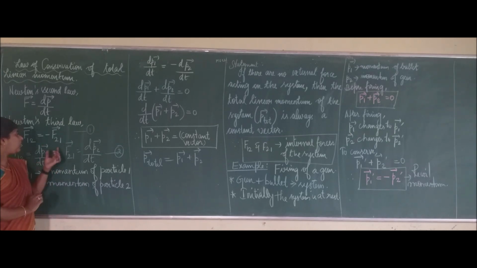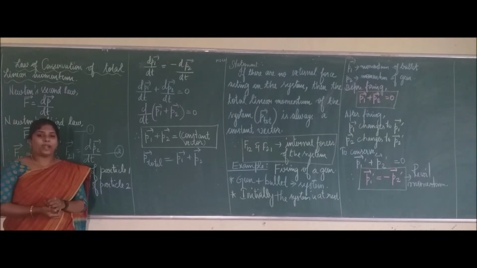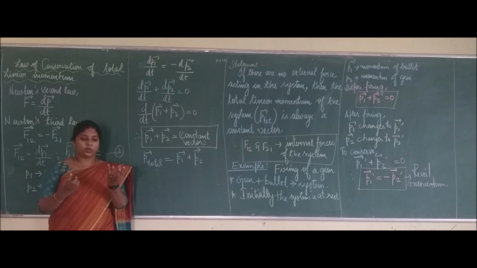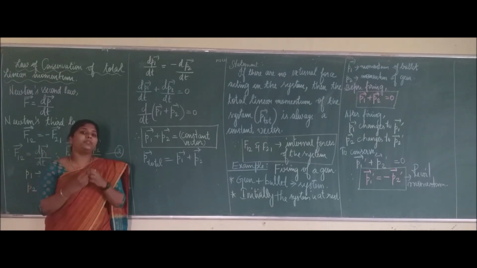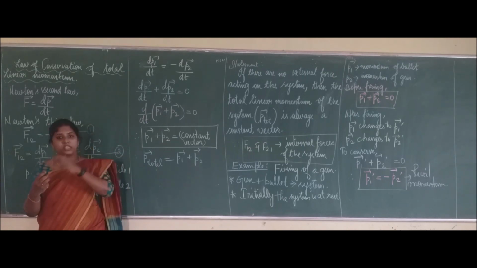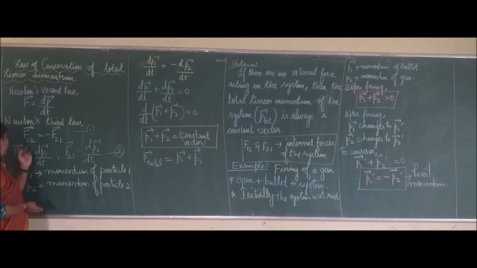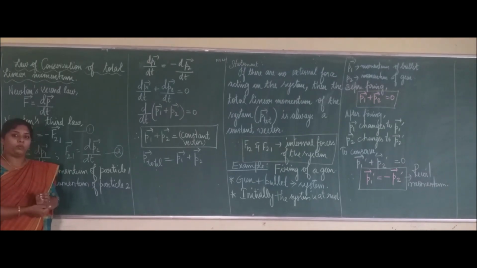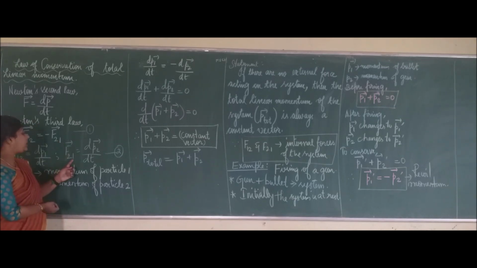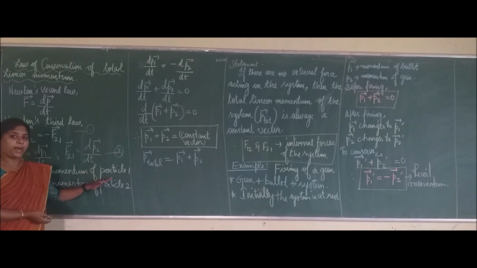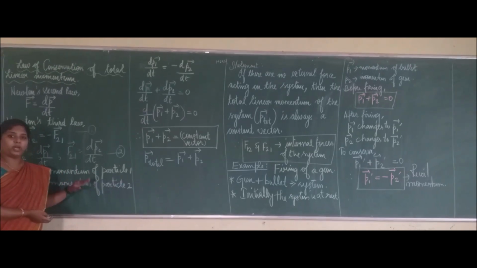Here we just consider any two particles, particle 1 and particle 2. These two particles are made to interact with each other. This particle exerts a force on the other particle, and that particle exerts a force on this particle. So the force F12 vector equal to dp1 vector by dt, and particle 1 exerts a force on particle 2, which experiences the F21 force, equal to dp2 by dt. And F12 equal to dp1 vector by dt here. p1 is nothing but the momentum of particle 1, and p2 is the momentum of particle 2.